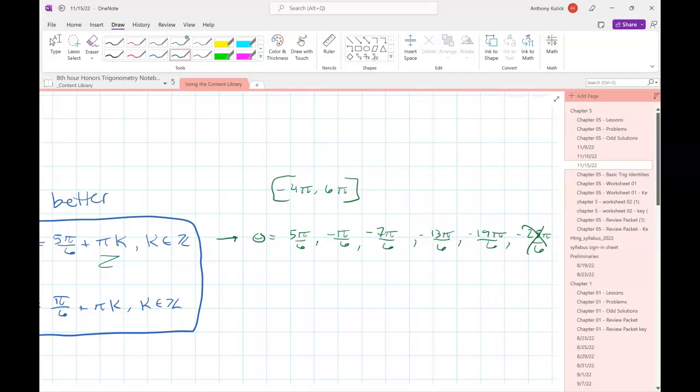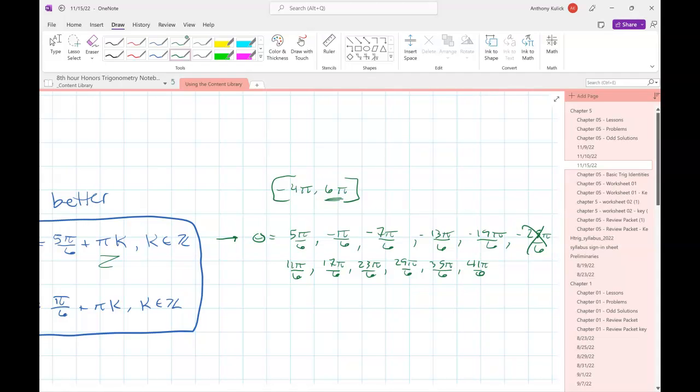Okay. Well, now we got into the bottom. Now we need to go up to the 6 pi. So we'll just do the same thing, but adding. So I get 11 pi over 6, and then 17 pi over 6, and then 23 pi over 6, and then 29 pi over 6, and then 35 pi over 6, and then 41 pi over 6, but uh-oh!